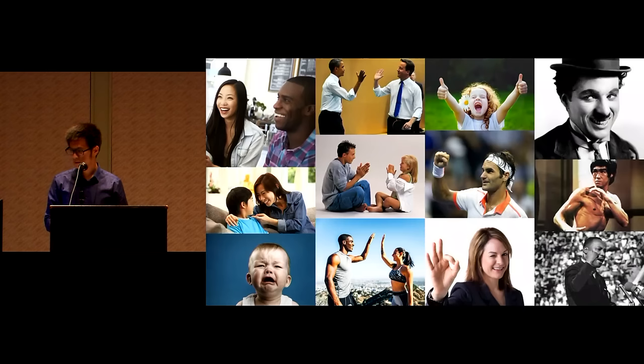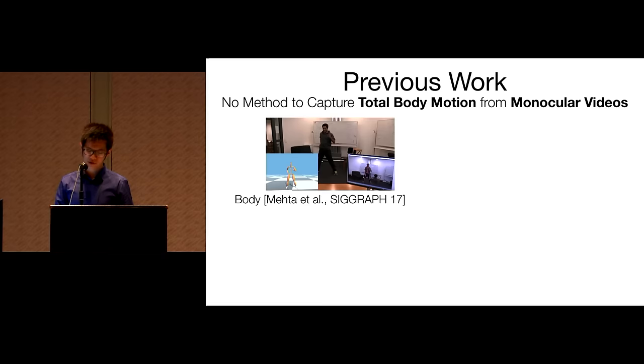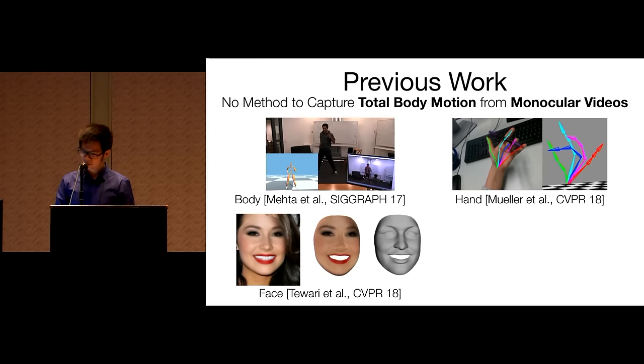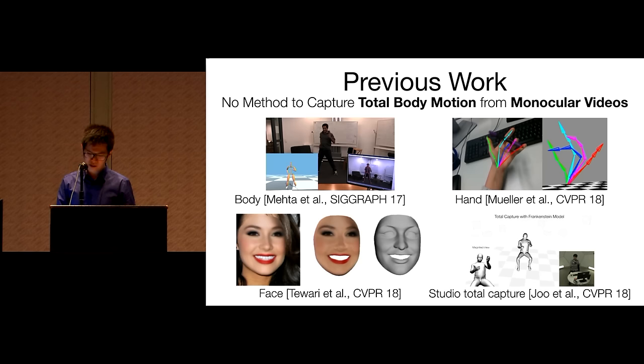Humans use their body pose, hand gesture, and facial expression in an organized way for social communication. And artificial intelligence needs to capture all those information together to understand human social signals. There is previous work on capturing human body, hands, and face, respectively, but they were treated as separate problems. Some previous work enables total body capture, but only in a multi-camera studio. No previous method allows total capture from monocular videos so that we can build a large human motion corpus from internet videos.